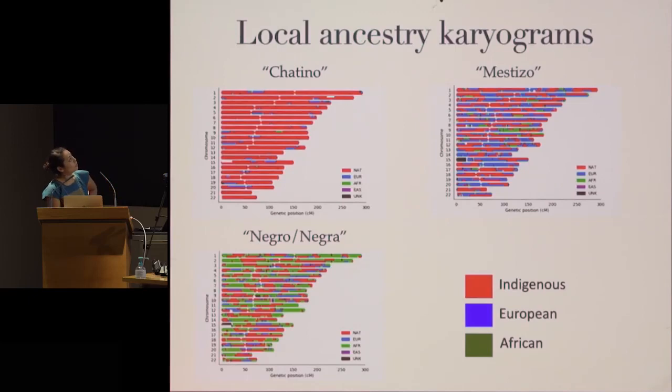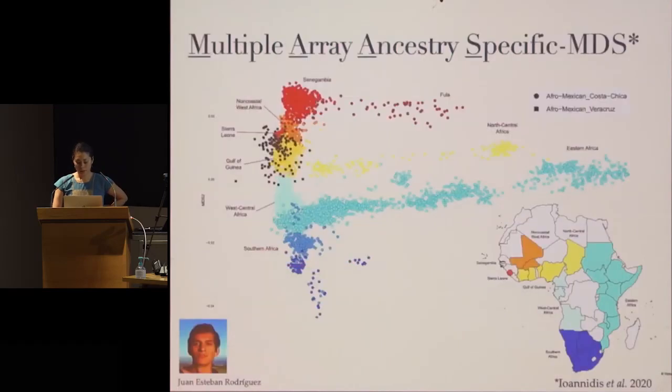I just wanted to show you how some of these cartograms painted by ancestry look in some participants. So this is an indigenous participant, and you can see that their chromosomes are mainly red, which is the color we use for the indigenous ancestry. This is a mestizo individual where you can see different colors, indigenous, European, and African, and this was a participant who self-identified as negro or negra, and you see more of the green color. So what we did was take the green color from these participants and do some analysis.